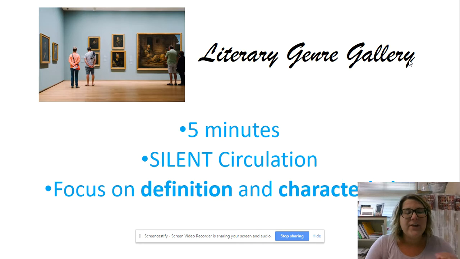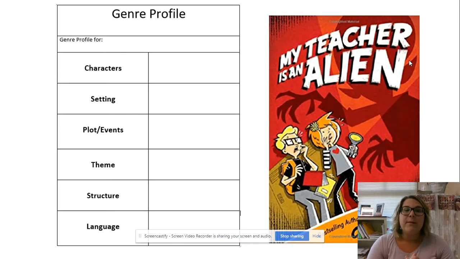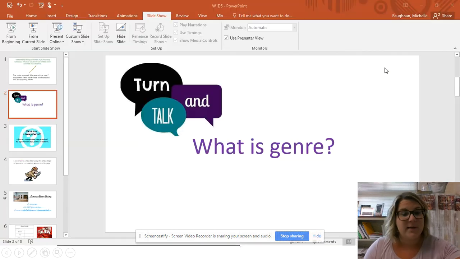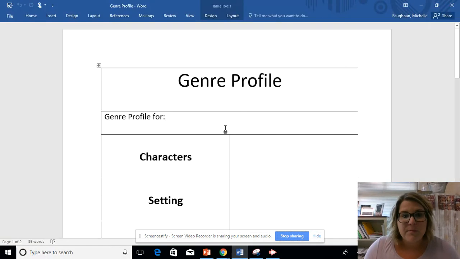Okay, so we had a great 5 minutes of silent circulation, and I think we've become refamiliarized with the various definitions and characteristics of the many genres that exist. So we've been reading My Teacher is an Alien, and what I'd like to do is show you how I'm going to analyze our read aloud text using this genre profile of what we've read so far. So let me pull this up here. So I have my genre profile.